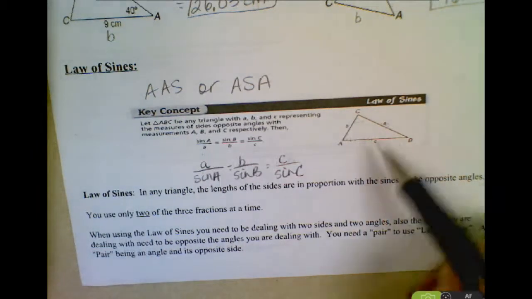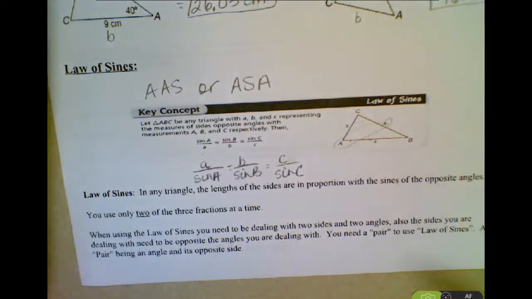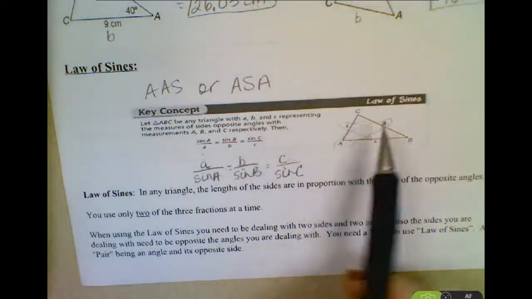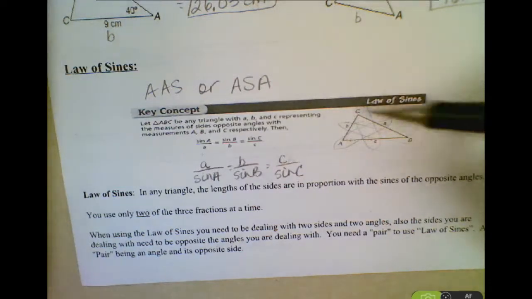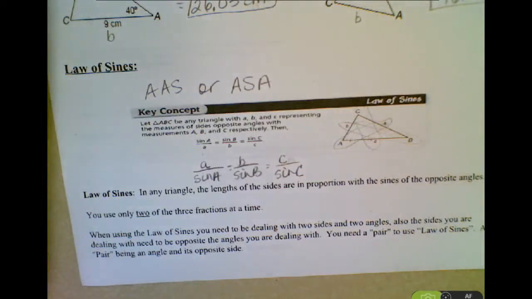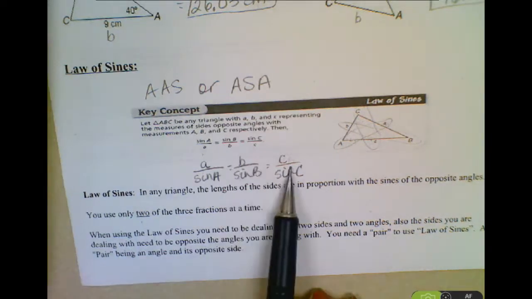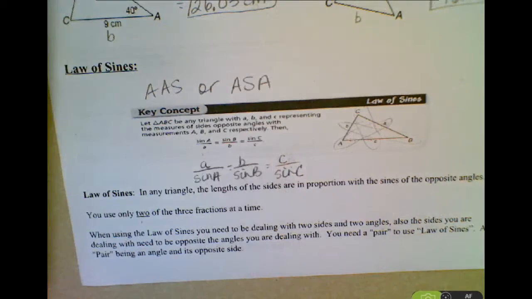What I always look for is, do I have one of these pairs? If I've got one of those pairs, then I'm able to use law of sines. That's how I always think of it. If I don't have that control pair, then I'm automatically going to law of cosines. Once you determine that, you're only using two of those fractions at a time. All three of these proportions have to be equal, but you're only using two at a time. So let's go ahead and do a practice problem with that.